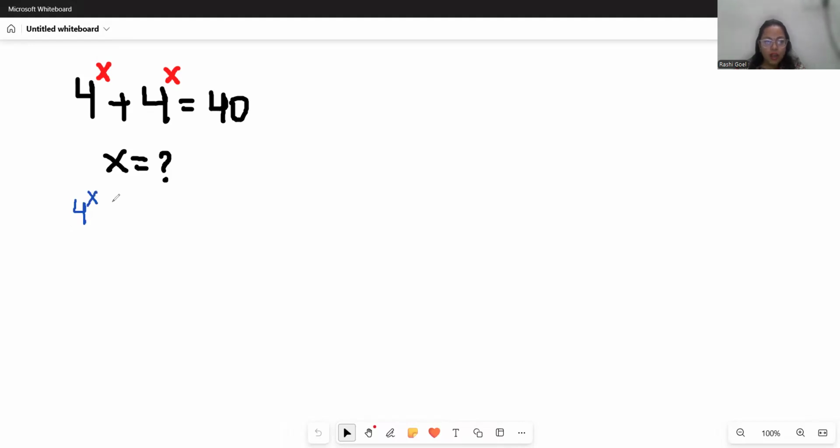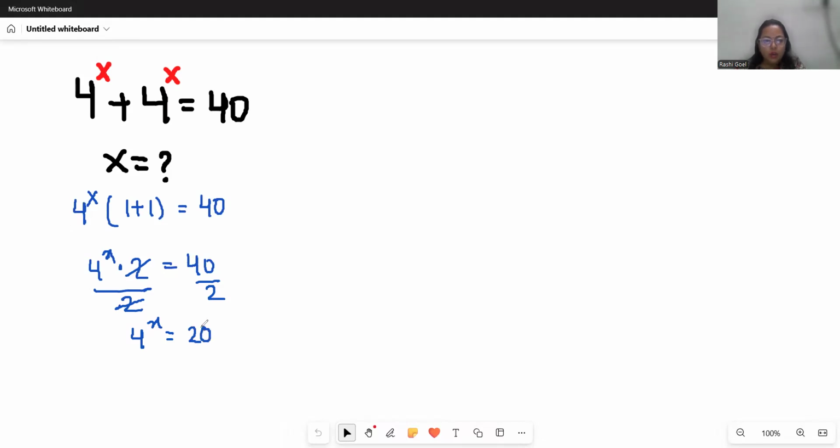So 4 power x, if I take common, so 1 plus 1 equal 40. So 4 power x times 2 equal 40. Now if I divide both sides by 2, so this will cancel out. So 4 power x equal 20.